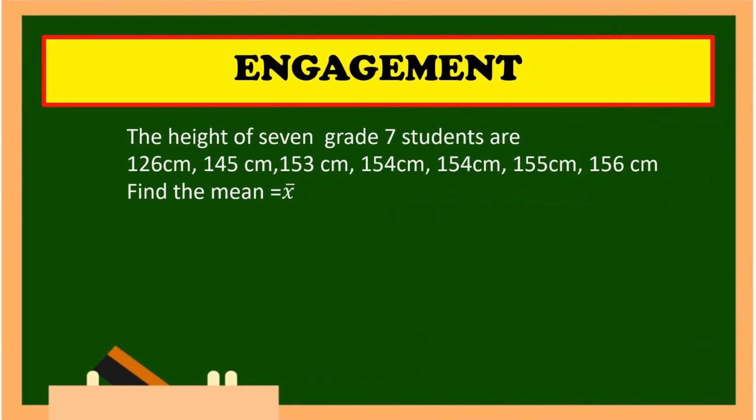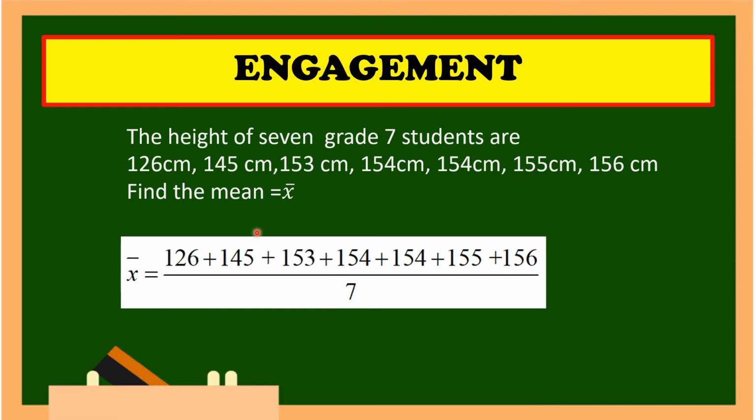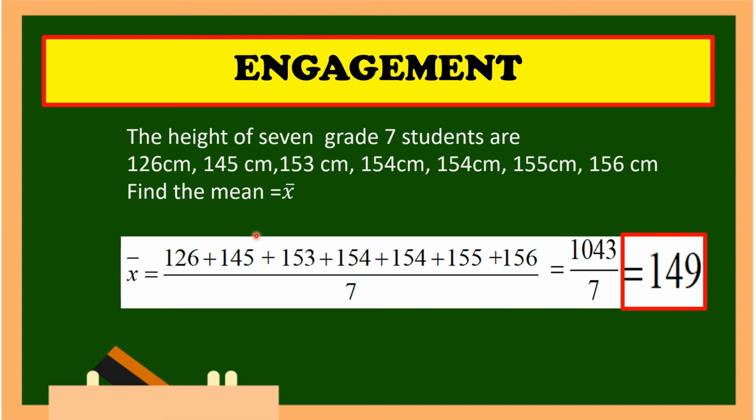The heights of grade 7 students are 126 centimeters, 145 centimeters, 153 centimeters, 154 centimeters, 154 centimeters, 155 centimeters, 156 centimeters. Find the mean. So how do we find the mean? That is summation of x over n, we need to find the sum of all the scores. So, what is summation of x? That is 1043, divided by 7. So, our mean is 149.